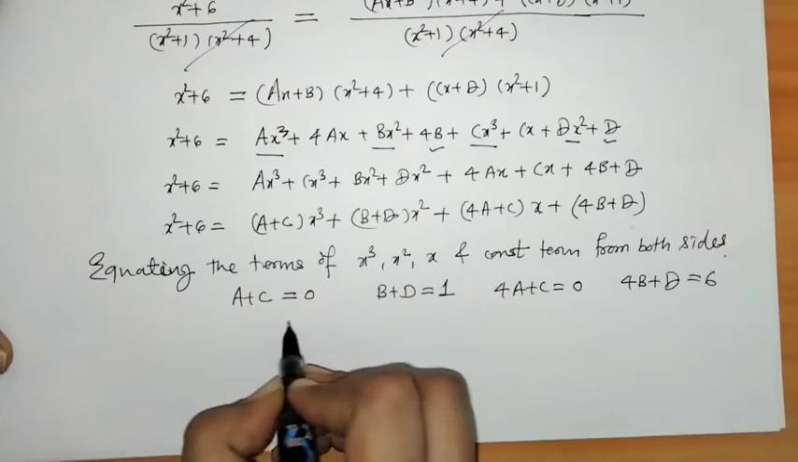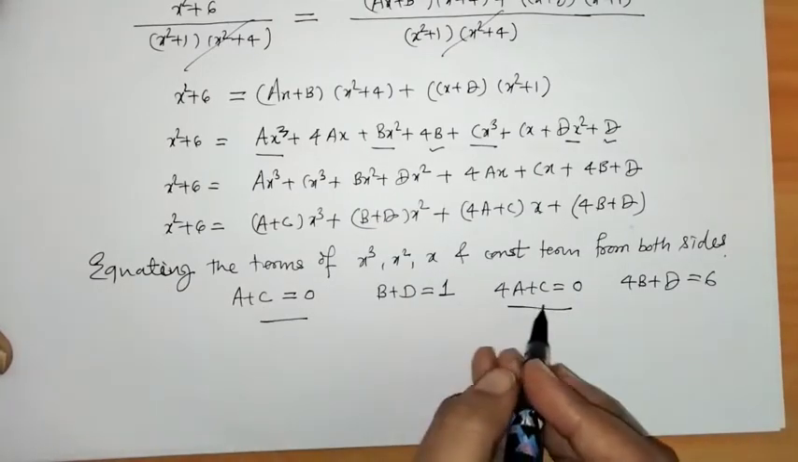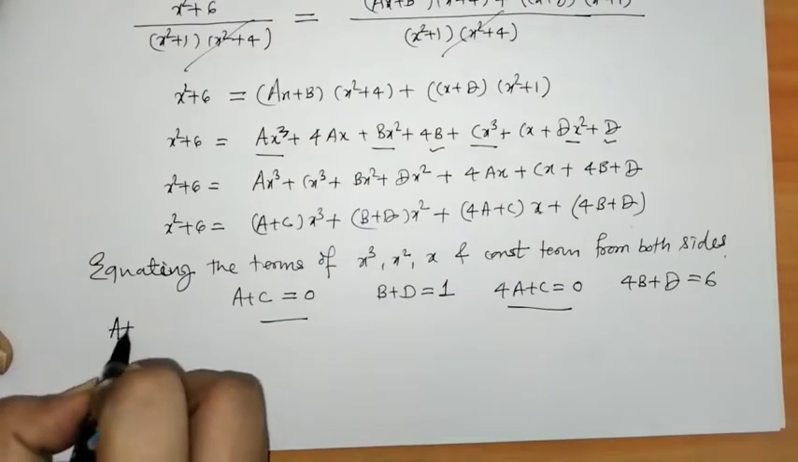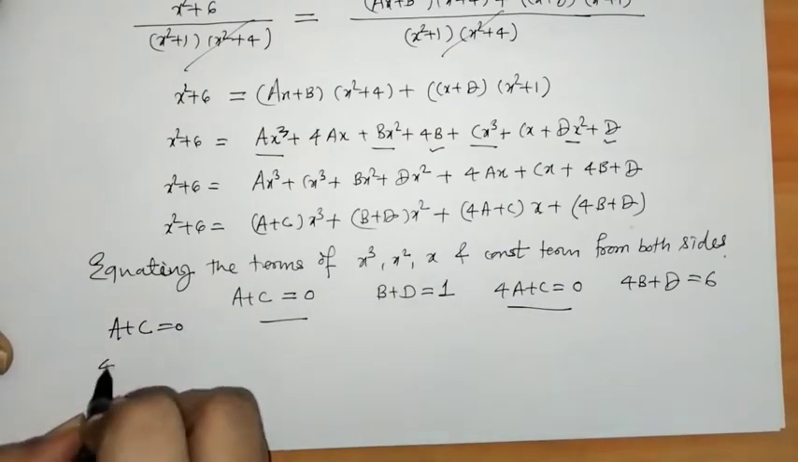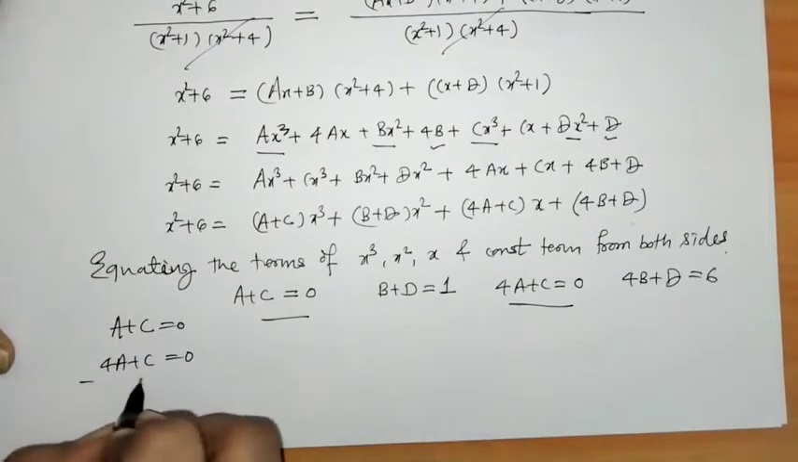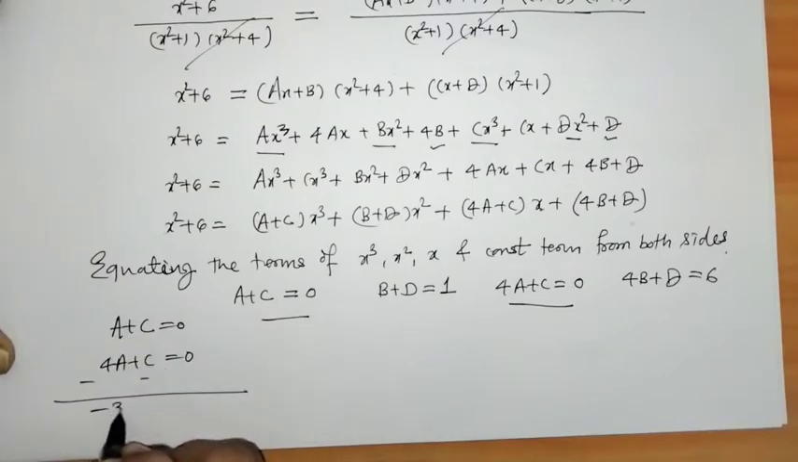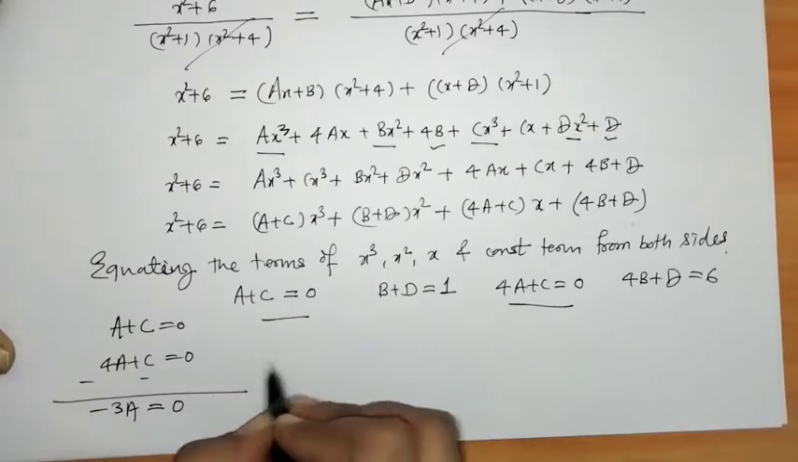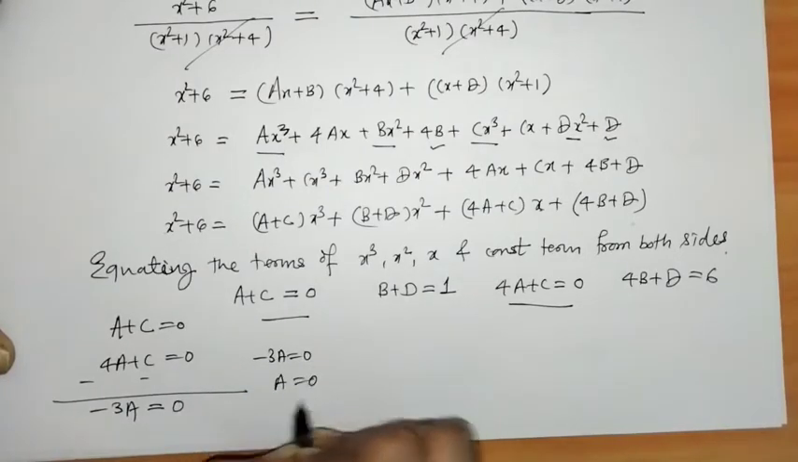Now, we can check that from this one and this one we can find the values of a and c. We have a plus c is equal to 0, right? And here we have 4a plus c is equal to 0. So solving these equations, c gets cancelled. Here we have minus 3a is equal to 0. That means this gives a is equal to 0.